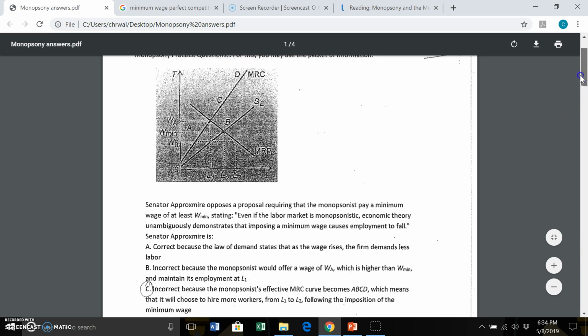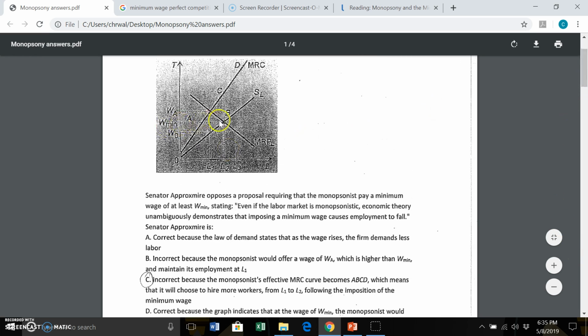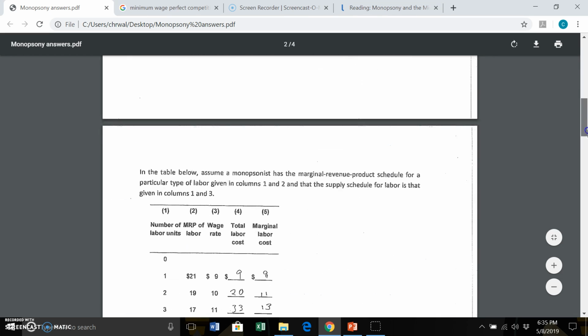In this case, the minimum wage actually puts the binding wage at what would be the perfectly competitive wage. So you kind of have, this is your marginal factor cost, A, B, C, D. In any case, there's no deadweight loss in that version.